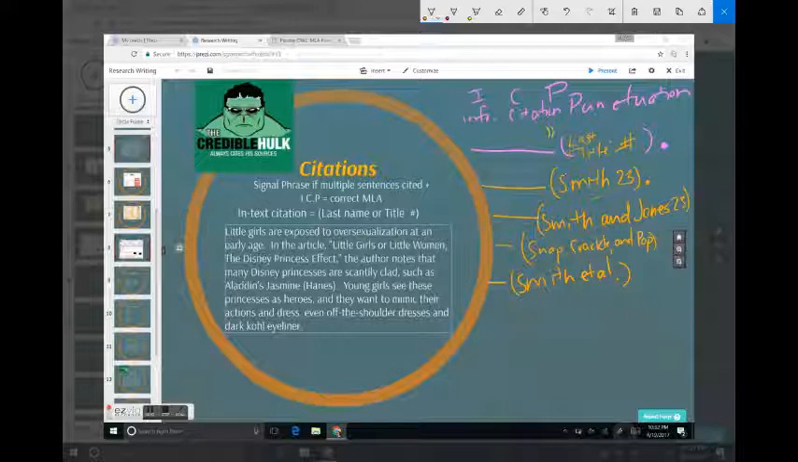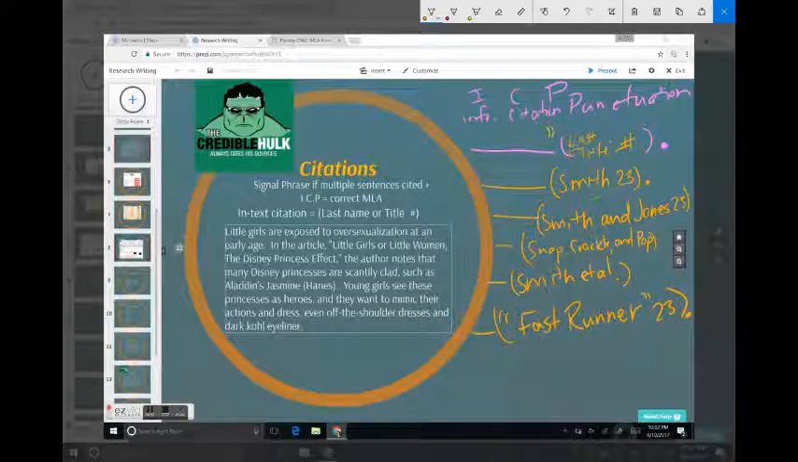If you don't have an author and you have a title, then you would just put the title, a short form of the title. Sometimes these titles are really long. So you just put a short form of the title, put it in quotes because it's an article, and maybe that fact came on page 23. And so you put that and then my period. Plain and simple.